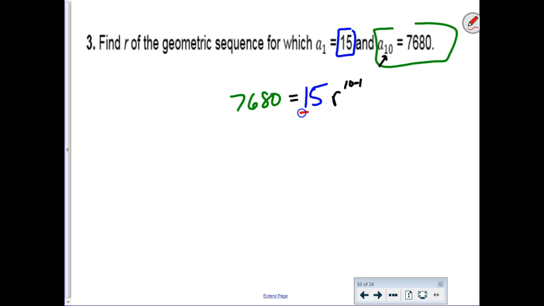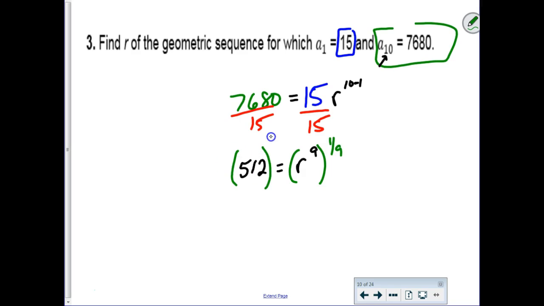So first step in solving this, though, is to divide by 15 on both sides. Little calculator assistance from y'all. What is that? 512 equals r to the 9th power. You can either use the xth root key on your calculator, or you could just simply raise to the 1/9 power. Remember, if you're using an older calculator, that 1/9 power has to be in parentheses. If you have a newer calculator, it understands. What'd you get? Oh, a little 2. How fabulous. And that's all they wanted, r. Moving on.